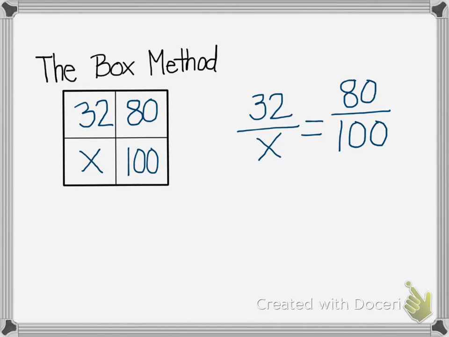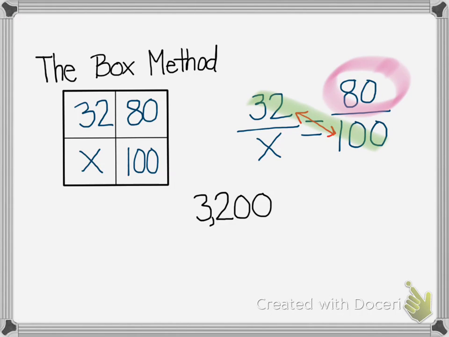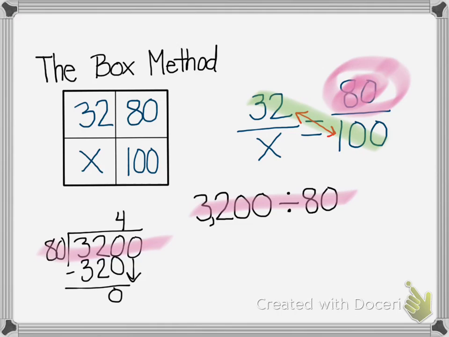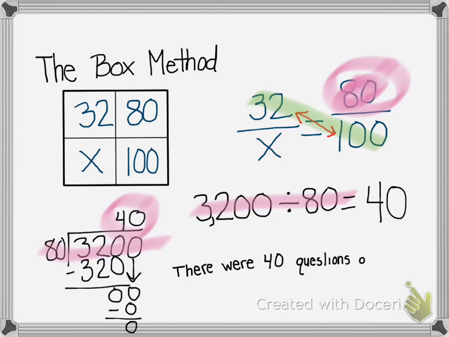I now need to multiply the integers that are diagonal from each other, and that is 32 times 100, and that gives me 3,200. I need to divide that by the integer that's left, which is 80. 3,200 divided by 80 is 40. So there were 40 questions on the test.